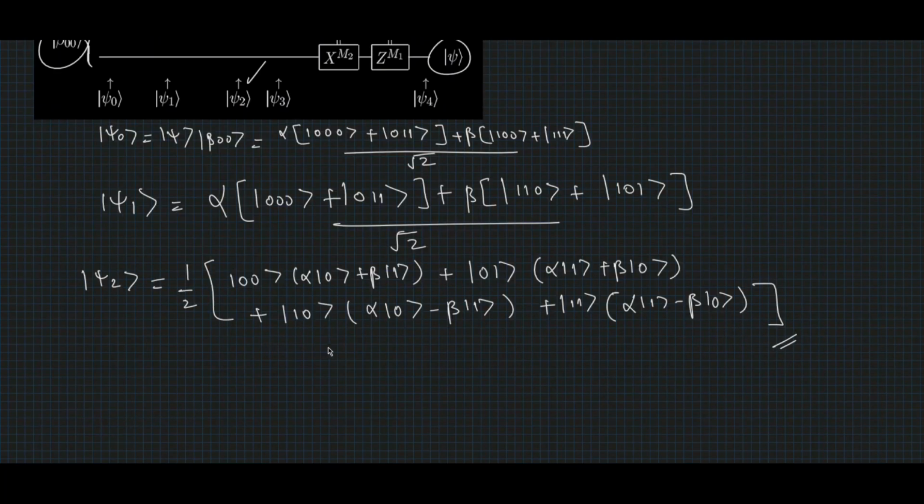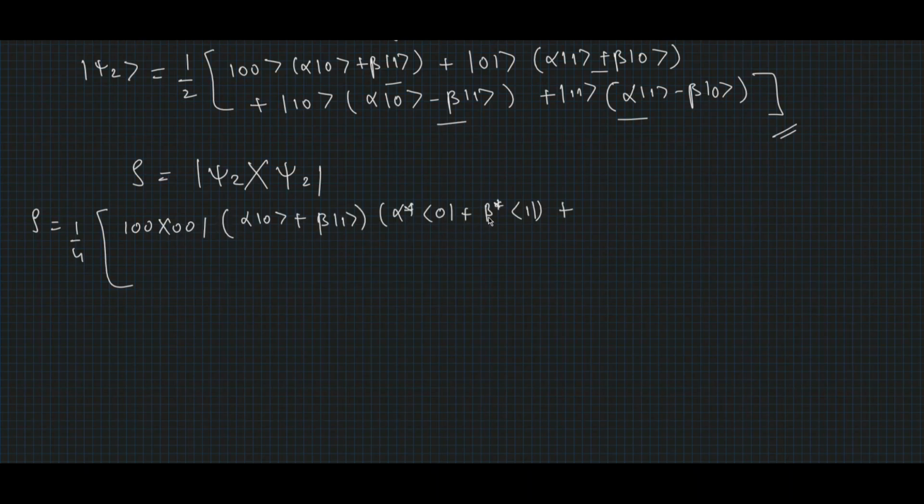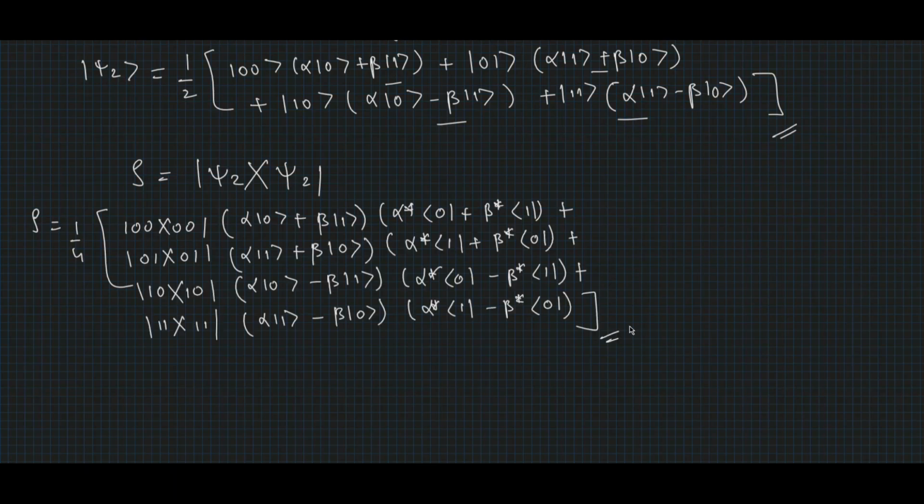Now, after the measurement, each term has 1/4 probability of occurrence. The density operator corresponding to the state psi 2 can be written as rho equal to the outer product of psi 2, which when calculated gives rho equal to 1/4 times the outer product of 0 into this term, where alpha star and beta star are the complex conjugates of alpha and beta. Similarly, writing for the remaining three terms, we get this expression.